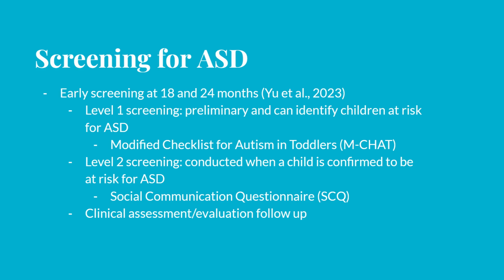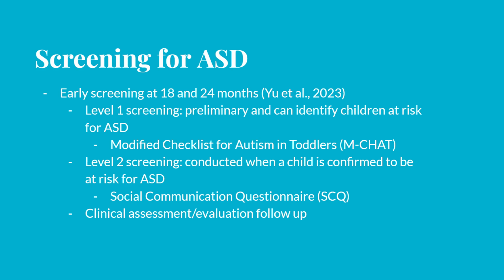Screening for ASD. Early screening begins at 18 months and again at 24 months. Level 1 and Level 2 screening can typically be done by caregivers. Level 1 screening will assess if a child could be at risk for ASD, while Level 2 screening assesses children already known to be at risk for ASD.